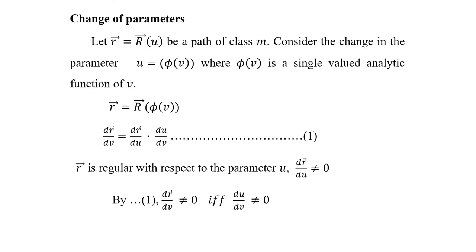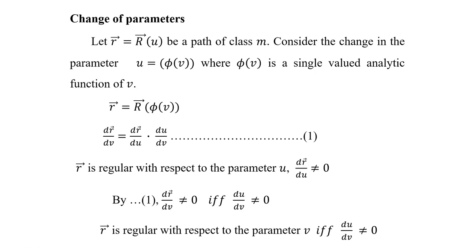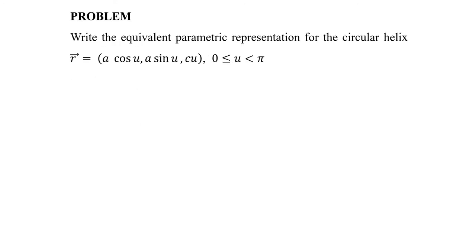By equation 1, dr by dv is not equal to 0 if and only if du by dv is non-zero. Already we know dr by du is non-zero because R vector is regular. So if dr by dv is to be non-zero, the second term should also be non-zero. That is, R vector is regular with respect to the parameter v if and only if du by dv is not equal to 0. So, next problem.